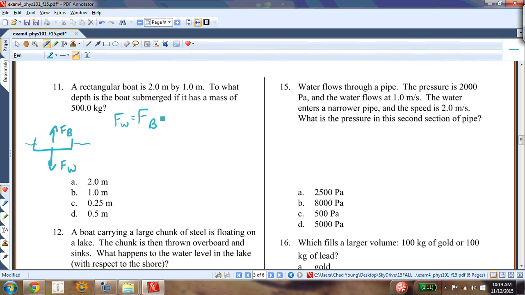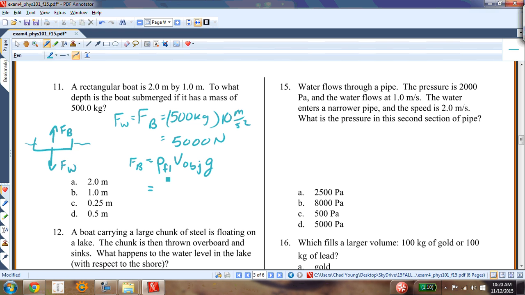So my buoyant force will have a value equal to M, which is 500 kilograms, times G, which is 10 meters per second squared. So my buoyant force has to equal 5,000 newtons. Right, now I further know that my buoyant force is equal to the density of the fluid times the volume of the object, or in this case, not the volume of the object, but the submerged volume of the object, because it's not completely submerged, times G.